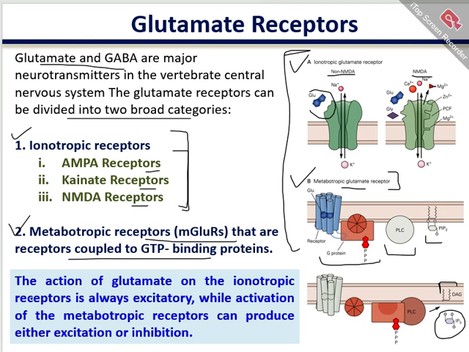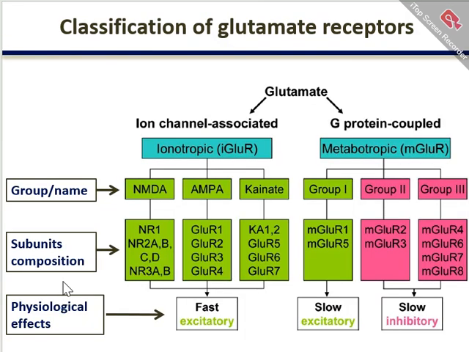So the important point is that the action of glutamate on the ionotropic receptor is always excitatory, while the activation of metabotropic glutamate receptors can produce either excitation or inhibition. This is a very interesting fact about the metabotropic receptors, that they can be inhibitory as well. So I will show further details about these.